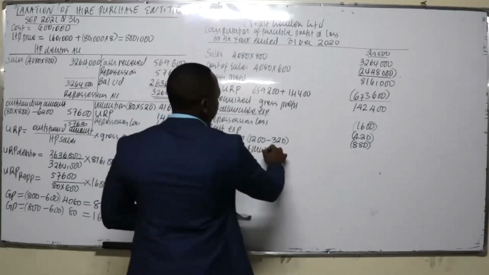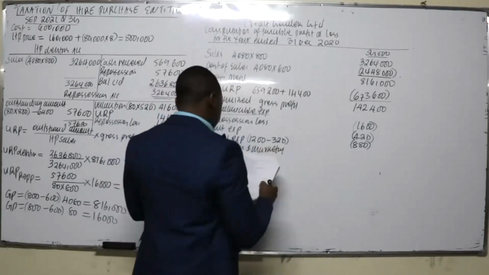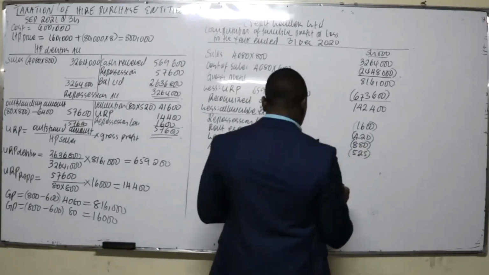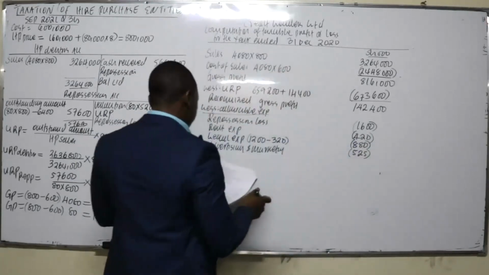Advertising and marketing, an amount of 525. Salaries and management expenses.